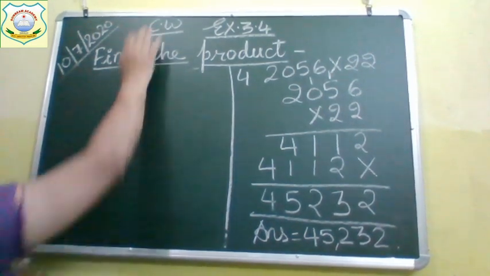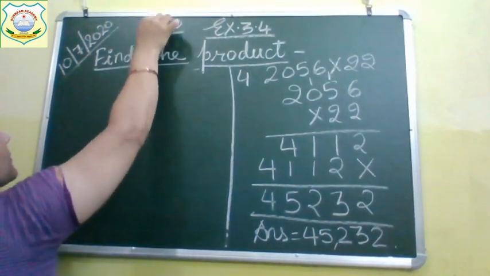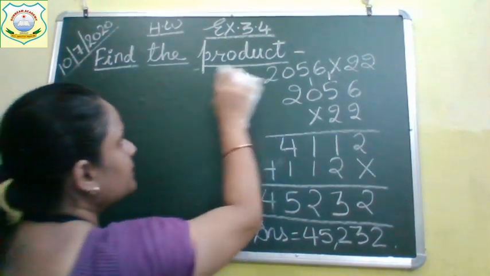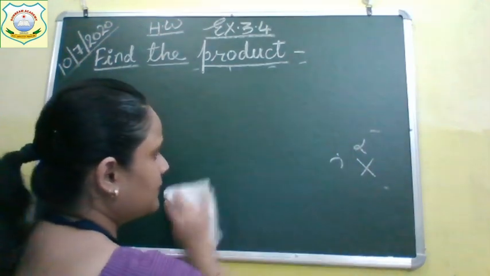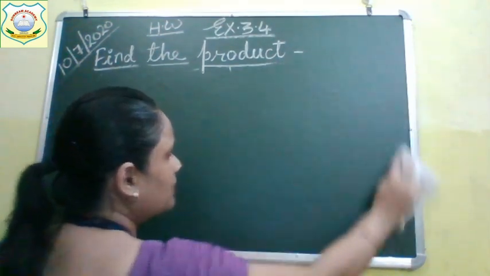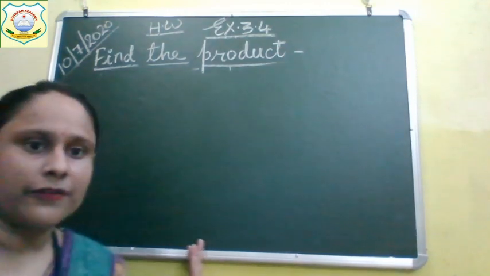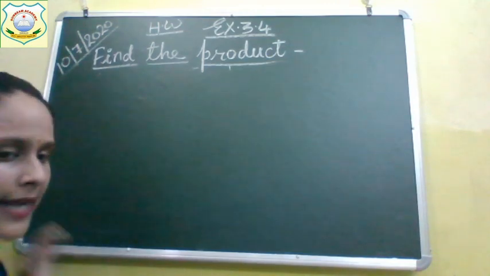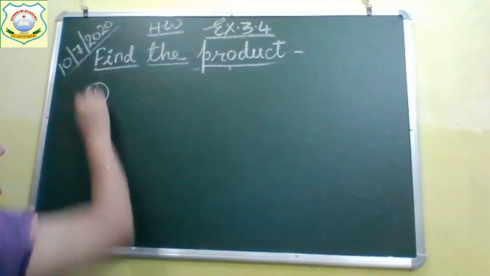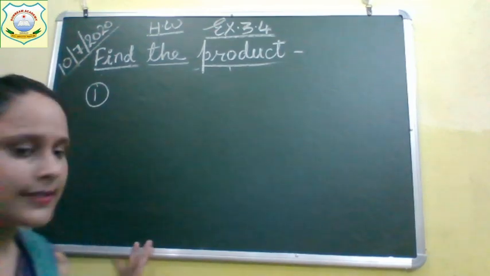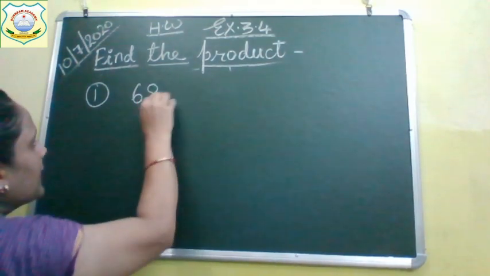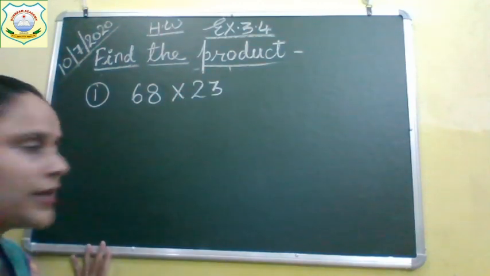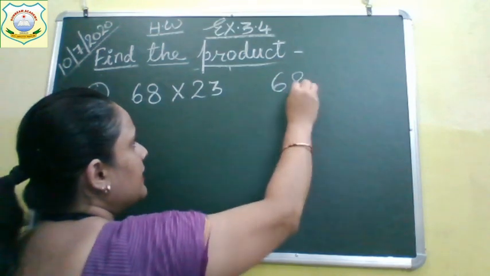Now write down the homework. Write down homework first. Then write down find the product. And now write down the questions. Your first homework question is 68 into 23. How you will arrange the number in column? 68 into 23.